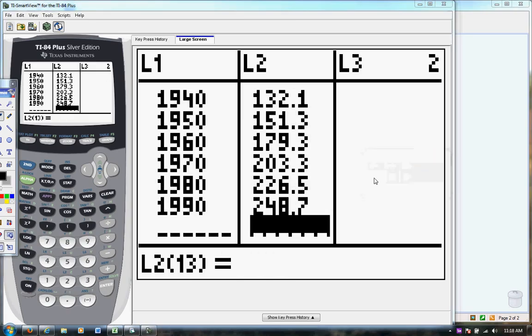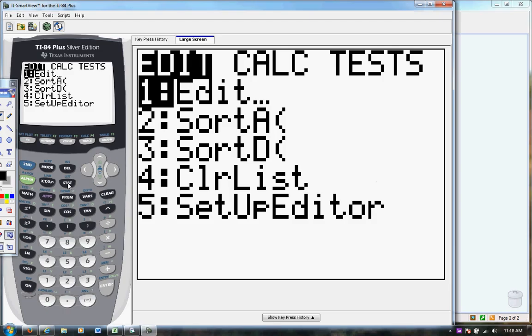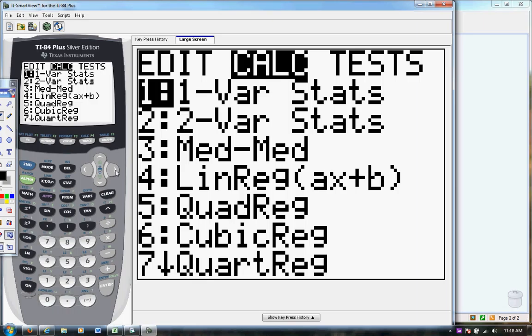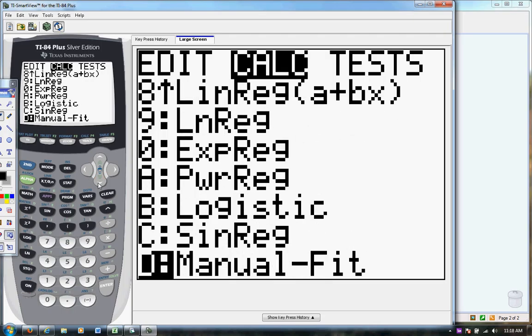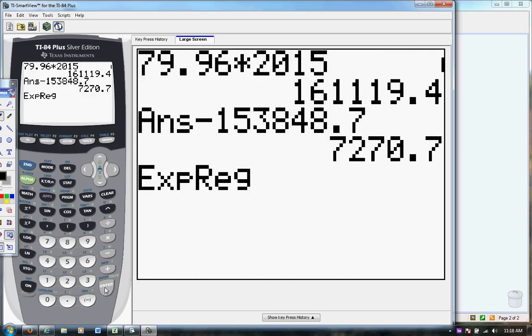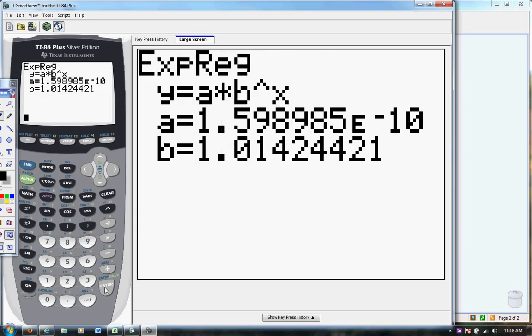All right, we're done entering data now, and from here we're going to do just the same thing that we did last week. We're going to go back to our Stat menu, and we're going to select Calc. Now, this is a section on exponentials, so we want to select an exponential regression equation. Okay, so you hit enter, and there we have it.